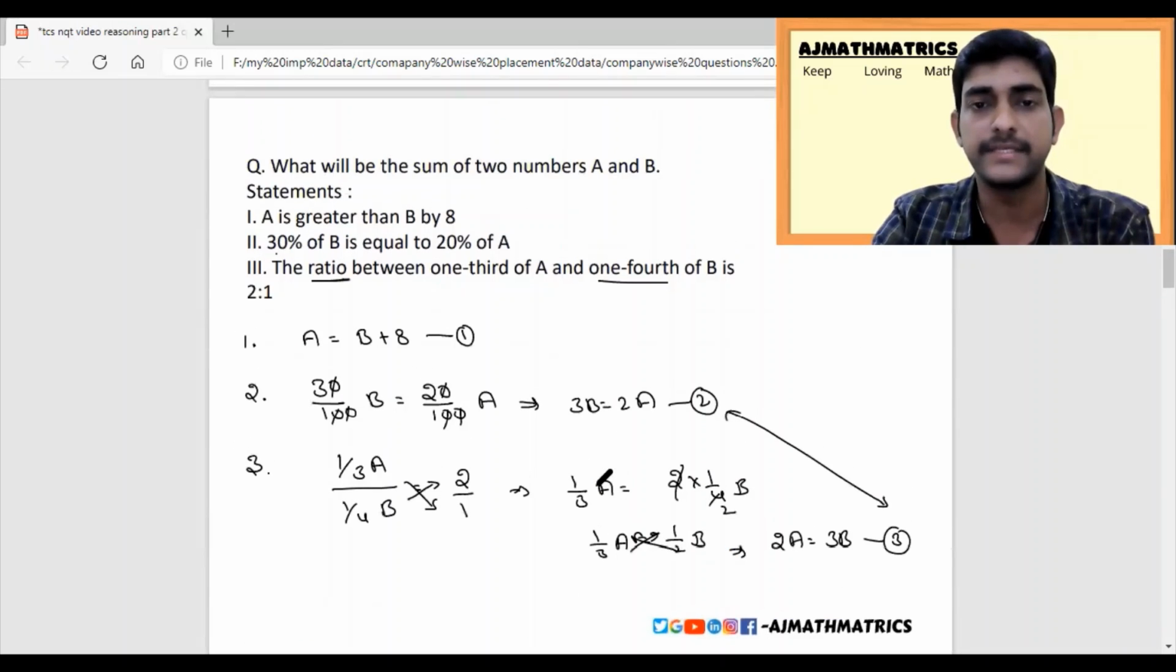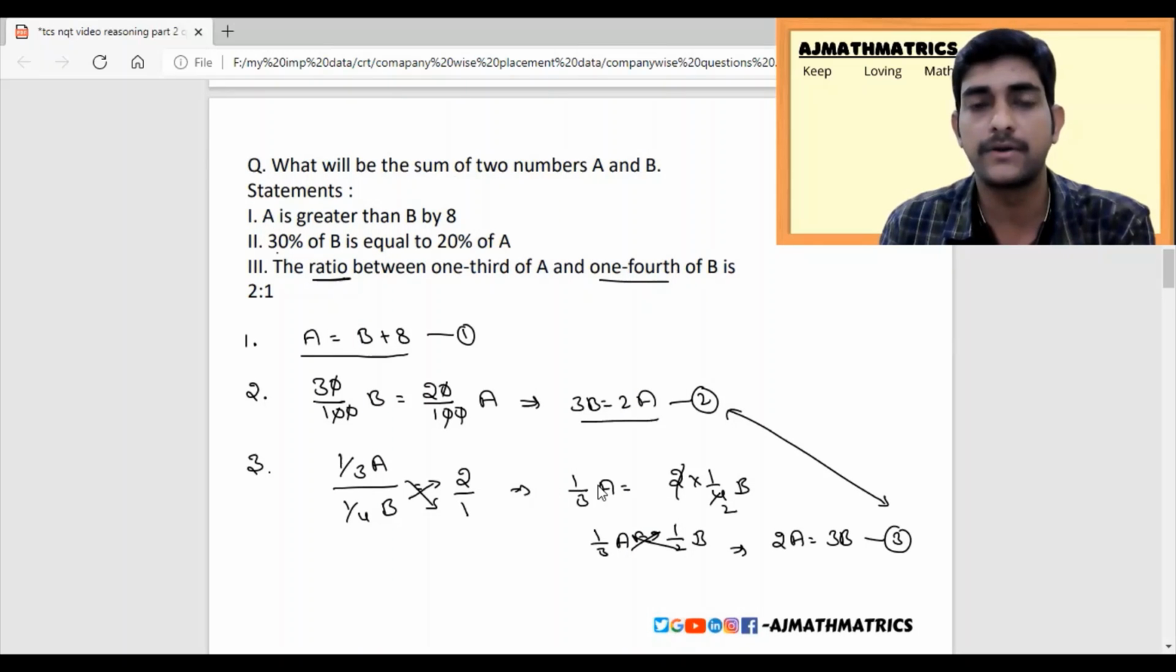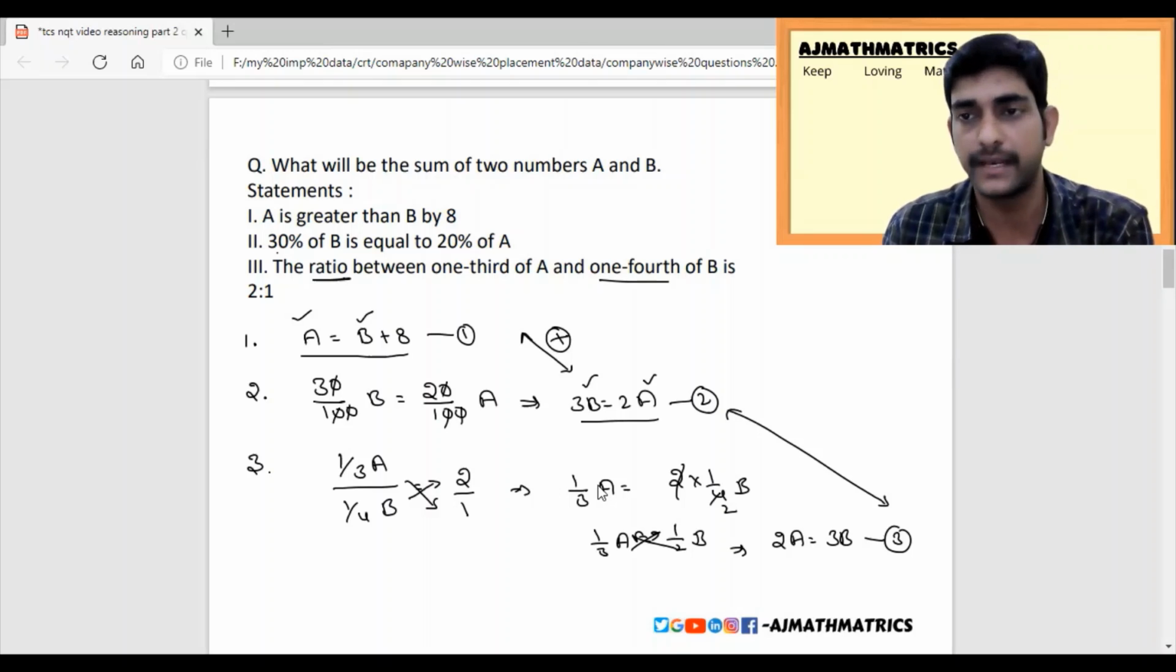And when you observe this one, A equal to B plus 8, 3B equal to 2A. According to the properties of algebra, we have two different equations with the same variables. Here we have two unknown variables A and B. If you combine these two, definitely you will get the answer according to algebra. So no need to find out the answer for A and B. Here it is a data sufficiency kind of a question. So if you combine 1 and 2 also we'll get the answer.